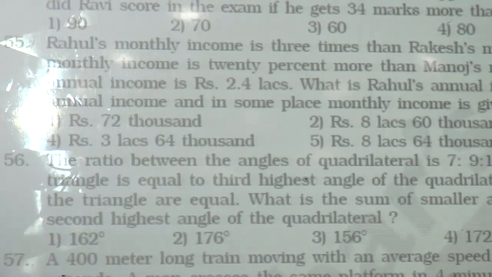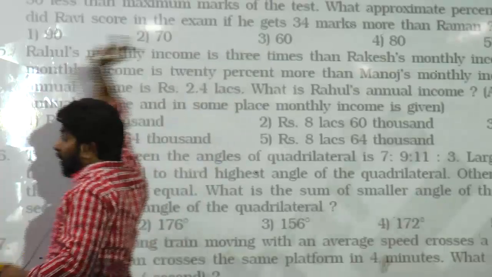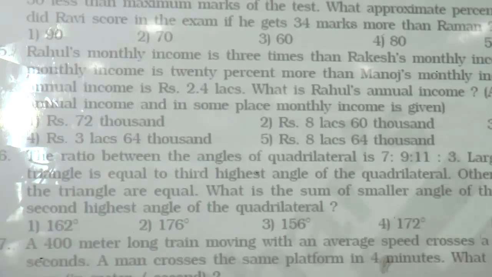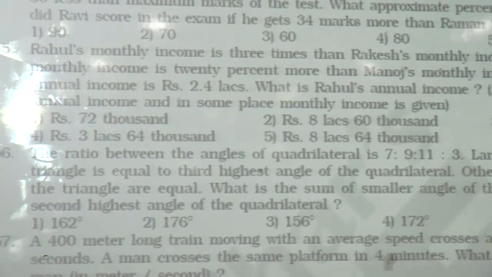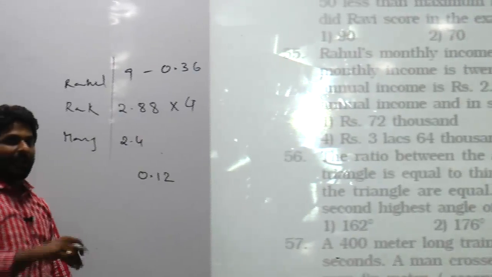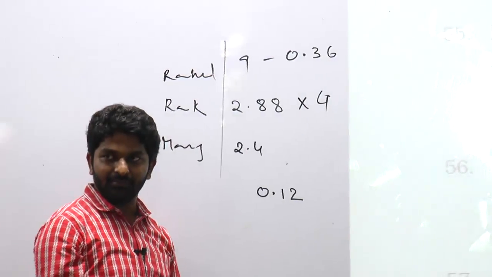And here, wait a minute, if you have the word "more", 3 times more than Rakesh, in that case what is your answer? That will be 4 times. You have to multiply this number with 4. 3 times more is completely different from 3 times of the number.